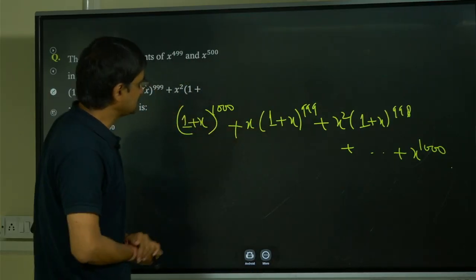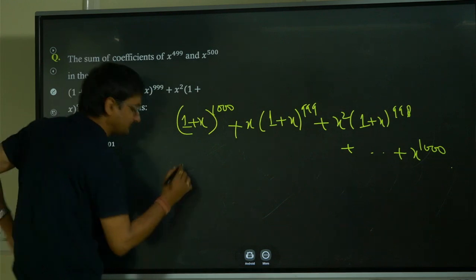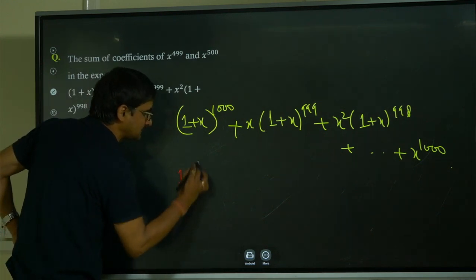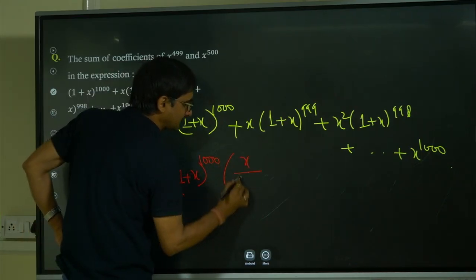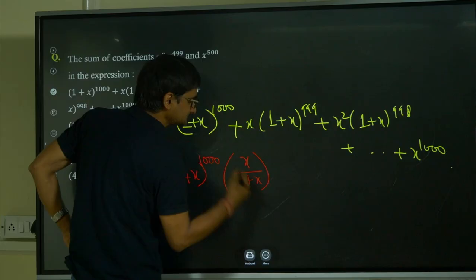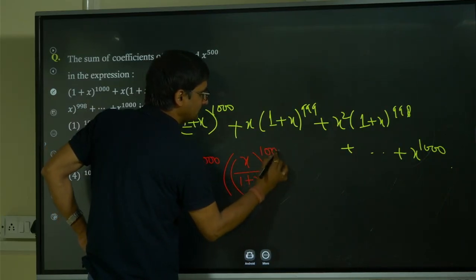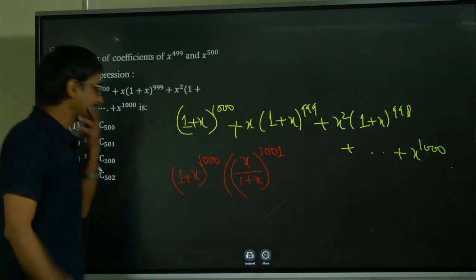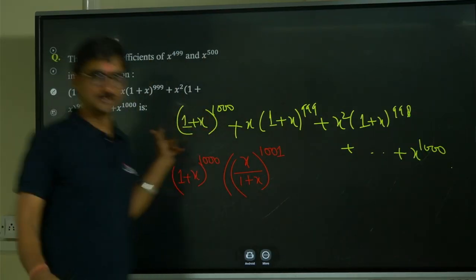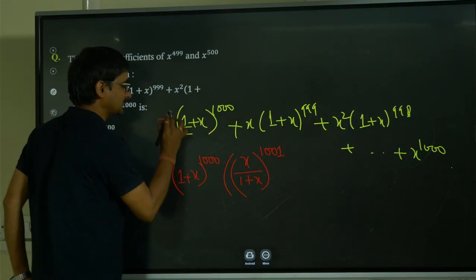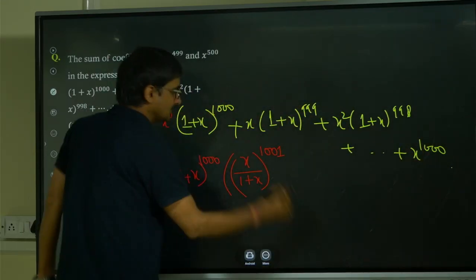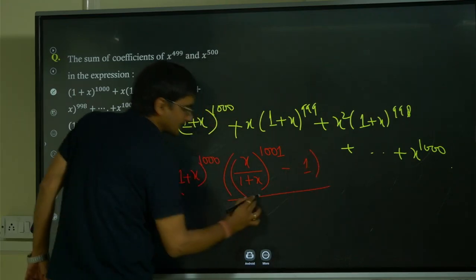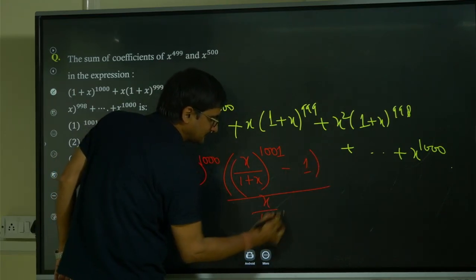And what's the common ratio? Common ratio is x over 1 plus x. So first term is 1 plus x raised to the power 1000. Because you are starting with x raised to the power 0 here, there is no x term, so I can write it as x raised to the power 0 and you are going till x raised to the power 1000. So again 1001 terms, the ratio to the power 1001 minus 1 over x over 1 plus x minus 1.